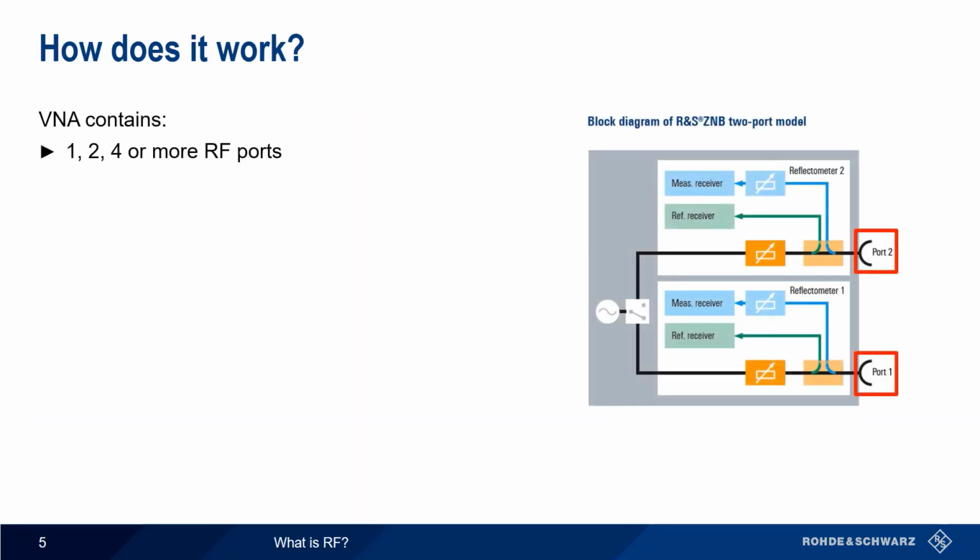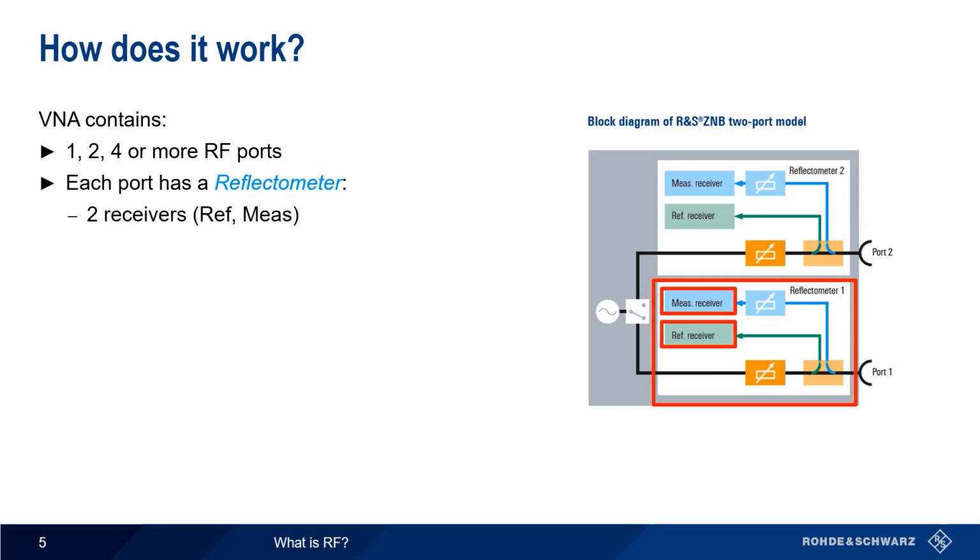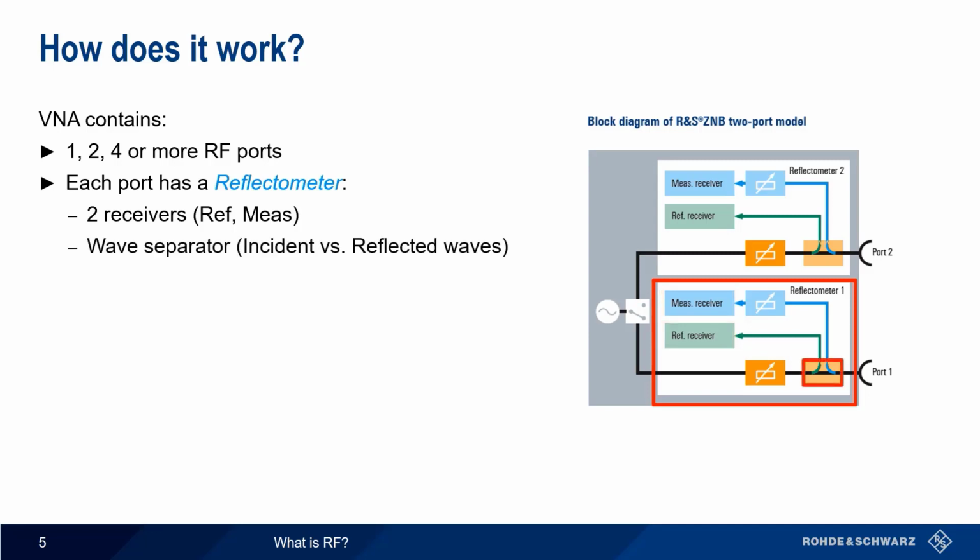A VNA consists of 1, 2, 4, or more RF ports. Each one of these ports contains a reflectometer, which in modern VNAs contains two receivers, one for sampling the incident wave, called the reference receiver, and one for sampling the reflected wave, called the measurement receiver. This naturally requires a wave-separating device for sampling the incident and reflected waves. Two common devices are the VSWR bridge and the RF or microwave directional coupler.